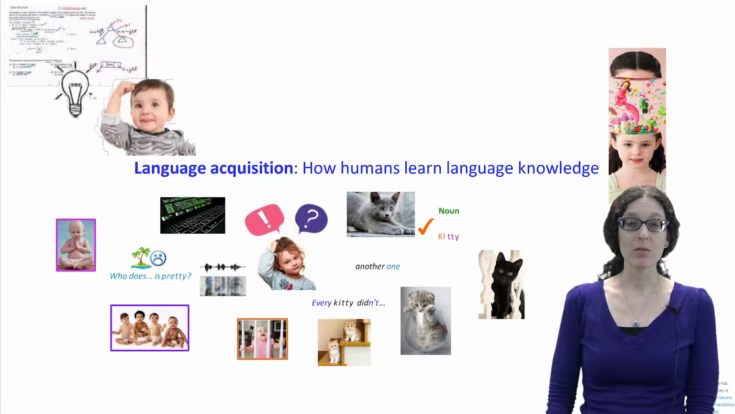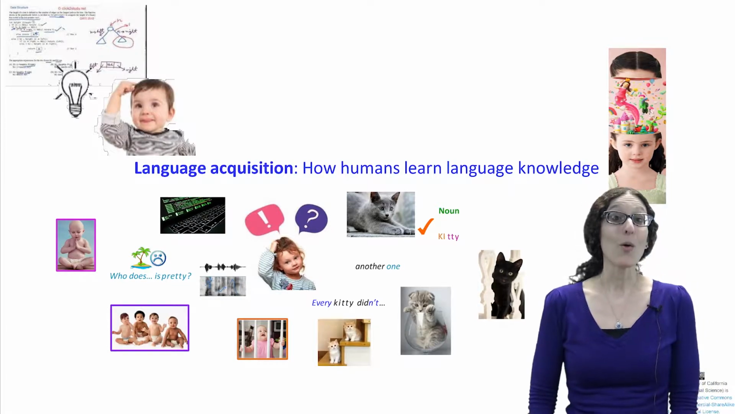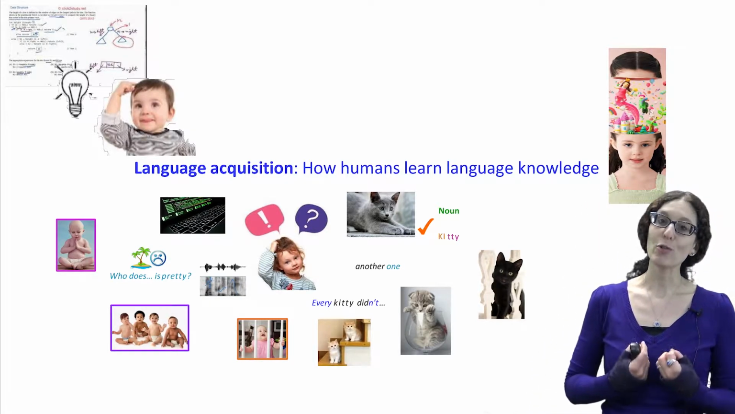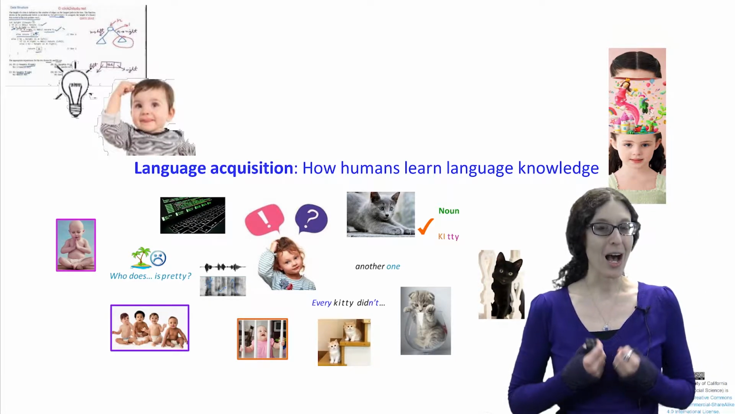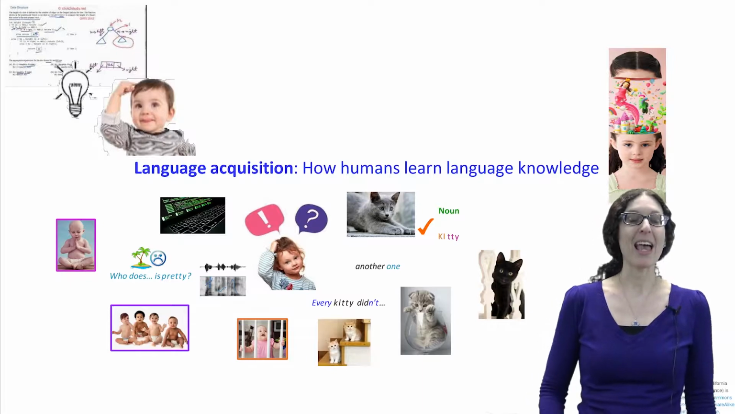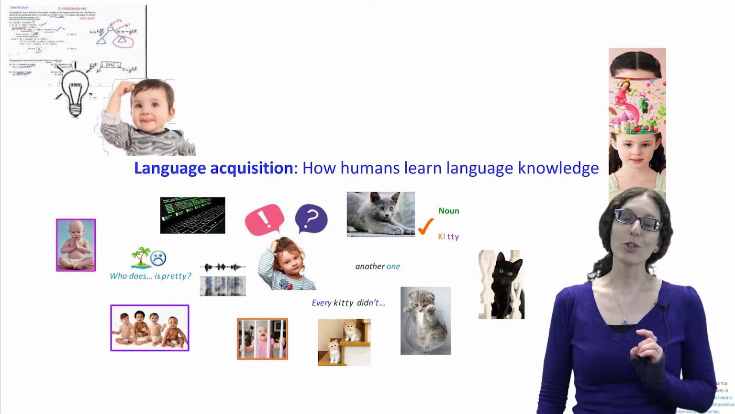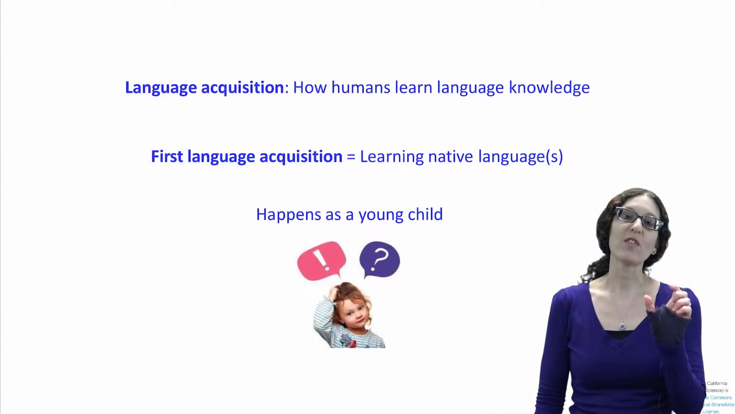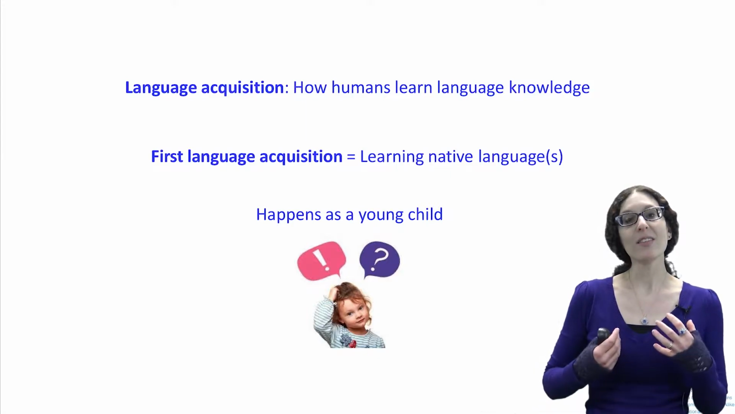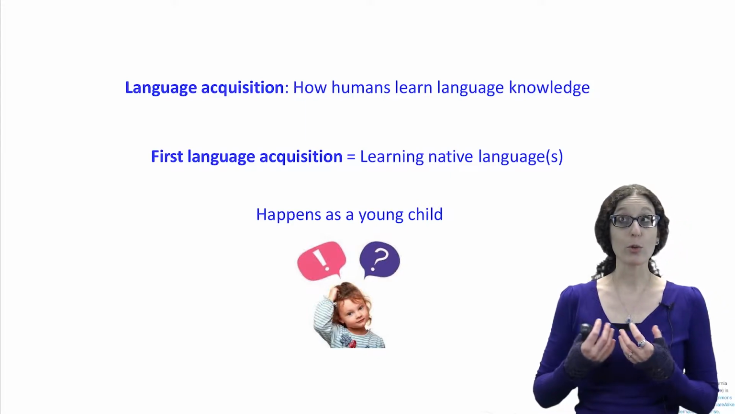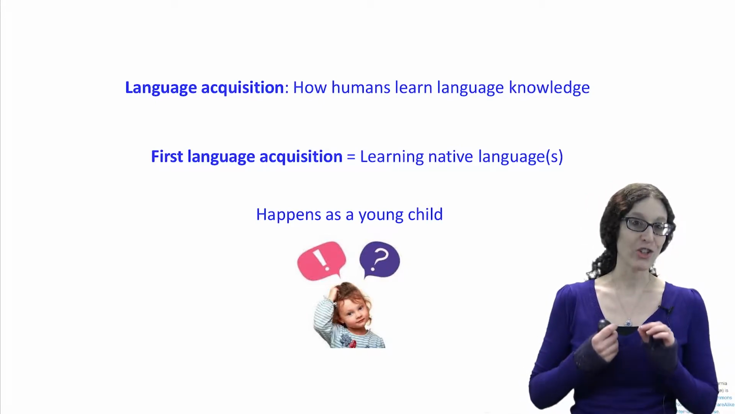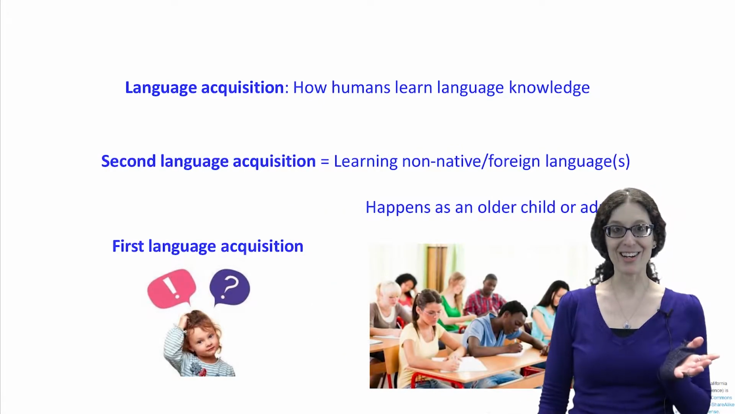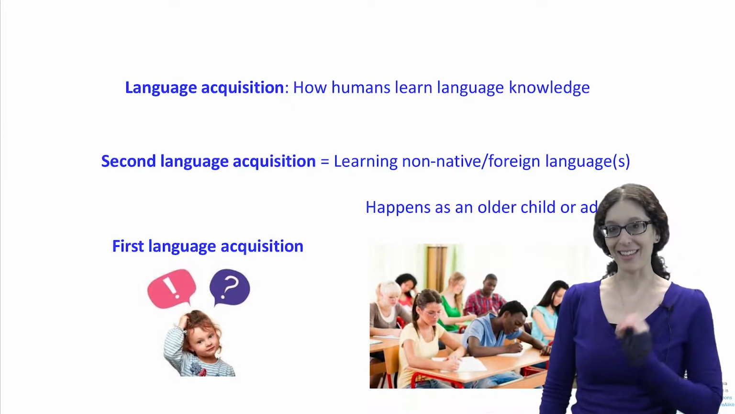So first of all, what is language acquisition? Well, it's how humans learn language knowledge, all the stuff that you know about the language that you speak. There are first two distinctions. One is first language acquisition. This is when you're learning your native language, or native languages if you're a multilingual speaker, and it happens when you're a young child. The second kind is second language acquisition.